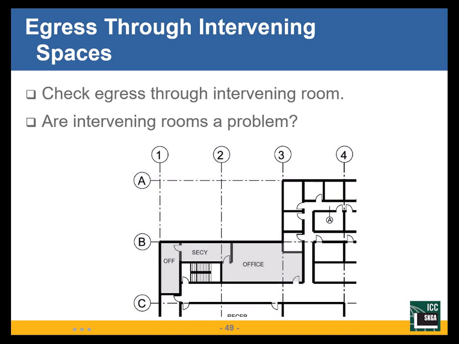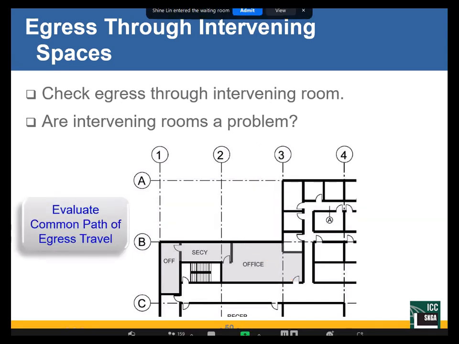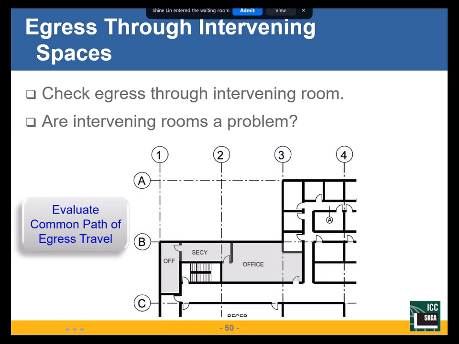Well, doesn't look bad. But we have to look at the specifics. Look at the occupant load. For my occupancy, we go back to our table, 1004.5, and based on the square footage, I've got a total occupant load in this space of 12. Total occupant load of 12. Based on 12, I need one exit. But I also have to look at the common path of egress travel.